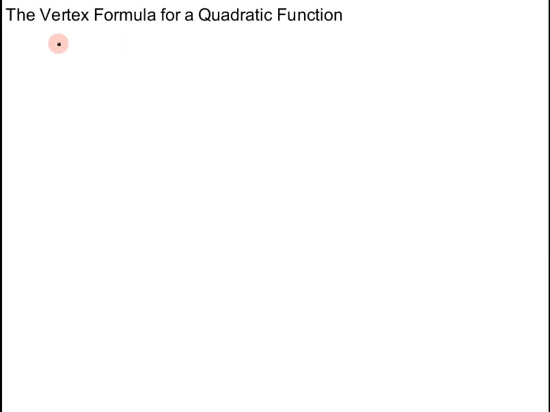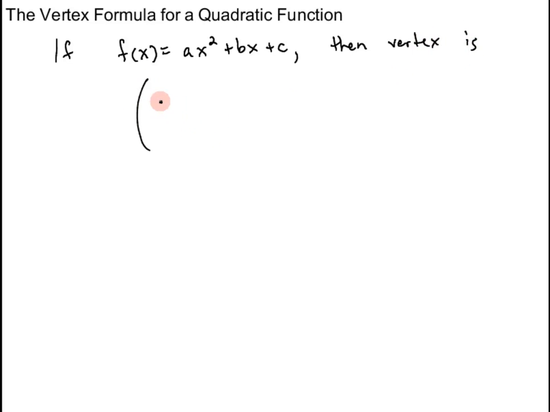The other way is, much like the quadratic formula, a formula to find the vertex of a quadratic function. If your quadratic function is written in the form ax squared plus bx plus c, then the vertex is an ordered pair. The x-coordinate is negative b over 2a. The y-coordinate is what you get when you plug negative b over 2a into the function, so f of whatever this number is. This is your vertex formula. You might write it down.